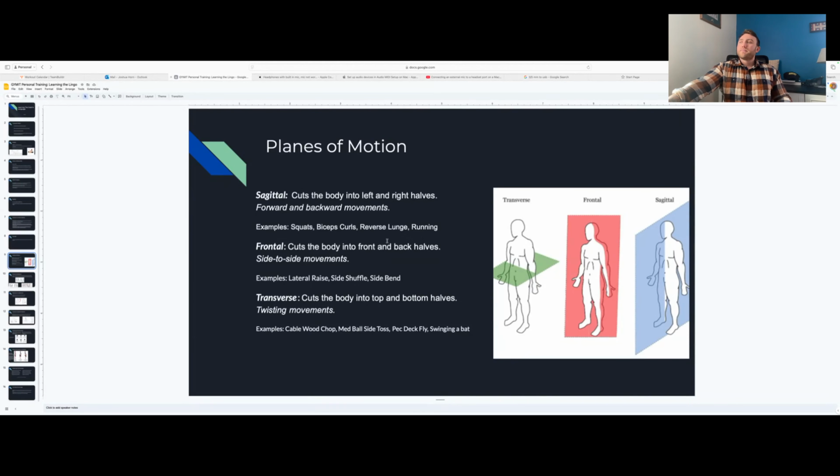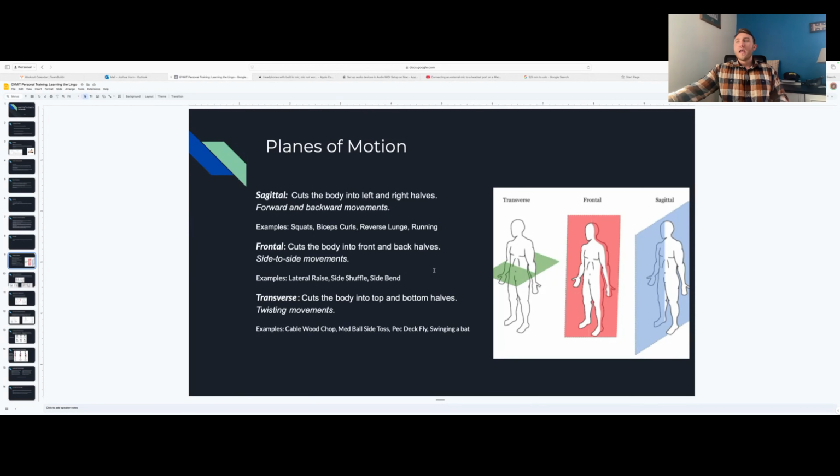I guess. And then the frontal plane is going to cut our body into front and back halves, right? And it's our side to side movements. You could think of lateral raises, right? Moving out to the sides, that's frontal plane. We could think of moving our whole body side to side, like a lateral shuffle or a side bend or something like that, right?